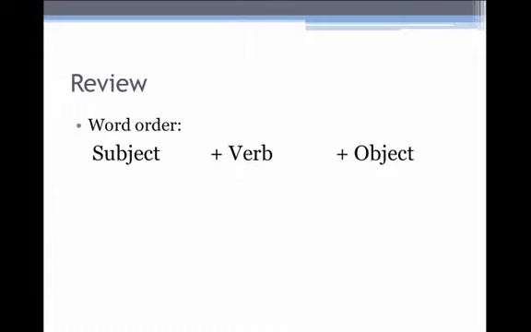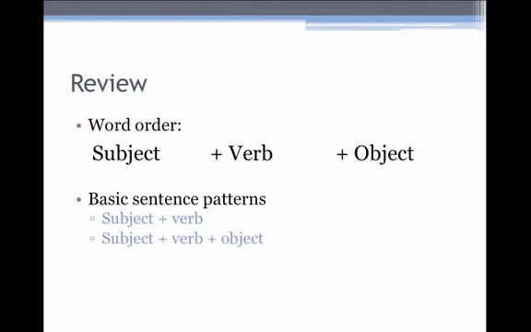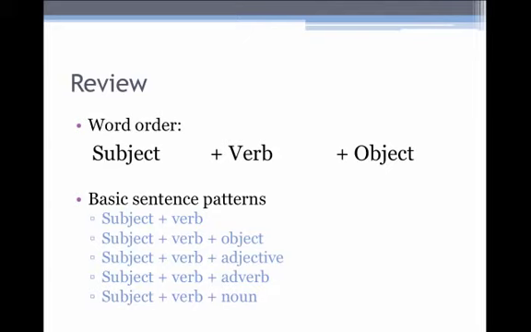So let's review. What is the basic sentence structure? It's subject, verb, object. We call English a subject, verb, object language. And here are the 5 basic sentence patterns. Subject plus verb. Subject plus verb plus object. Subject plus verb plus adjective. Subject plus verb plus adverb. Subject plus verb plus noun. I hope that you understand sentence structure better now. We will continue to go over it as the course progresses.